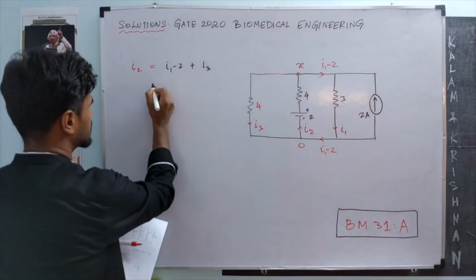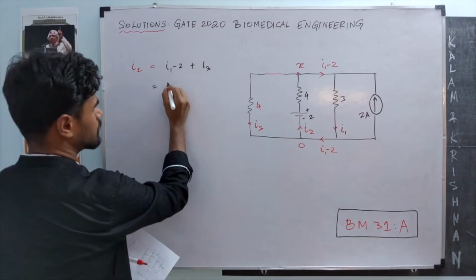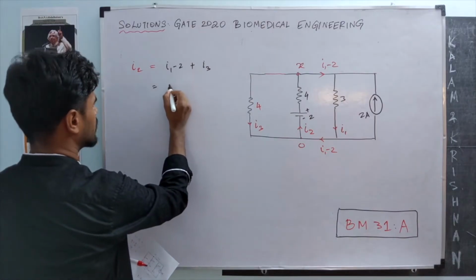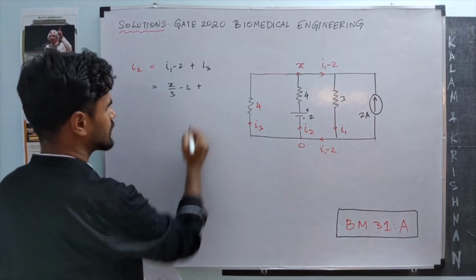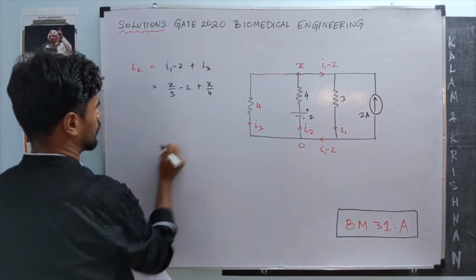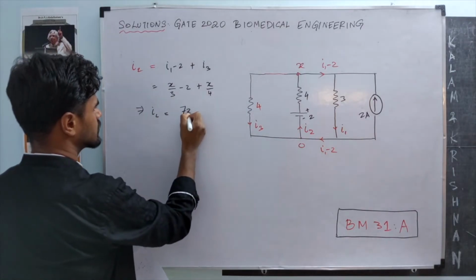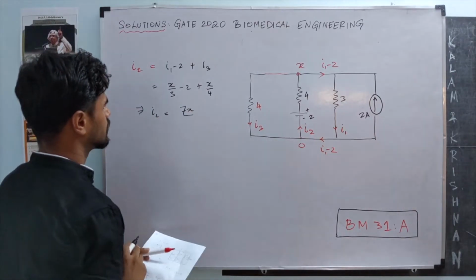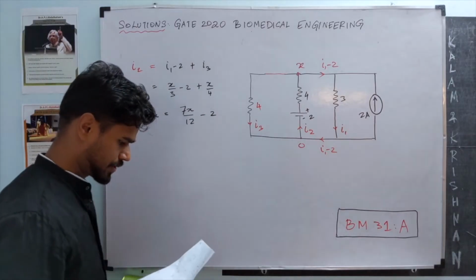Okay, now let's write down what I1 and I3 are in terms of X. So I1 is X by 3 minus 2 plus I3 is X by 4. This implies I2 is 7X by 12 minus 2, right?